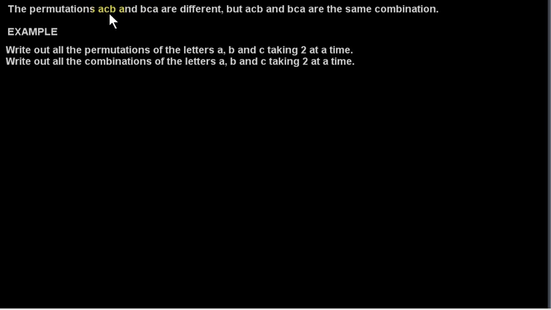Here we look at two permutations of the letters A, B and C. The permutations A, C, B and B, C, A are different. However, A, C, B and B, C, A are the same combination because A, C, B consists of the same letters as B, C, A. So the order of arrangement of the letters does not matter when we're talking about combinations. As long as the letters in both permutations are the same, then we have the same combination.